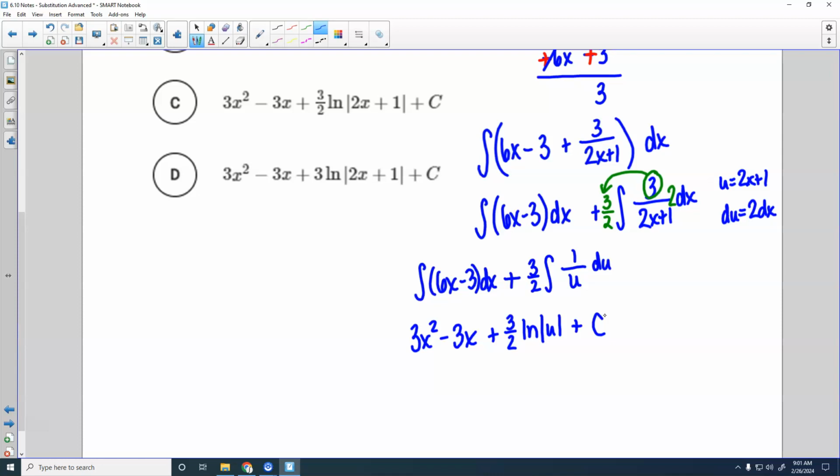Technically, if you integrate one part of it and you don't put a plus c, they're going to count that wrong on a free response. You're going to lose points for that. So we need to put our u back. So that's 2x plus 1. 3x squared minus 3x plus 3/2 natural log, absolute value of 2x plus 1 plus c, and that is answer choice D. No, it's not D. Didn't look at that very well, did I? C.